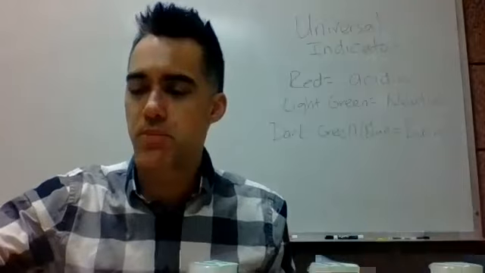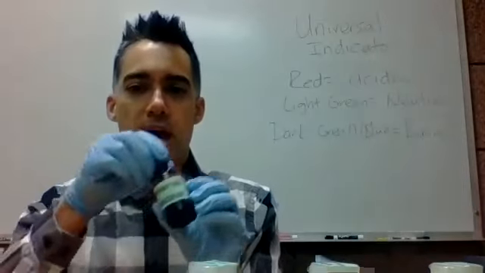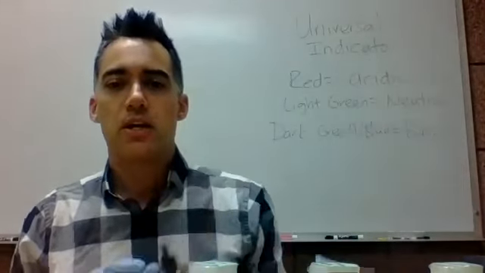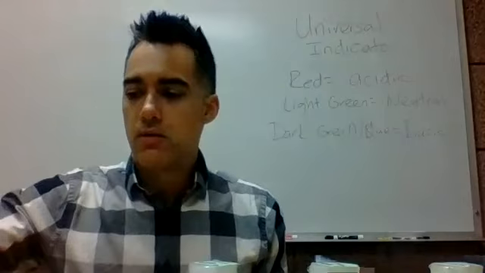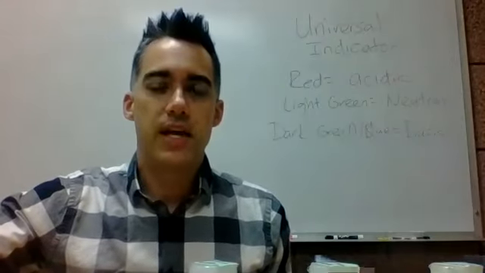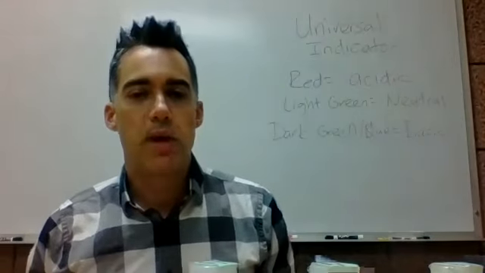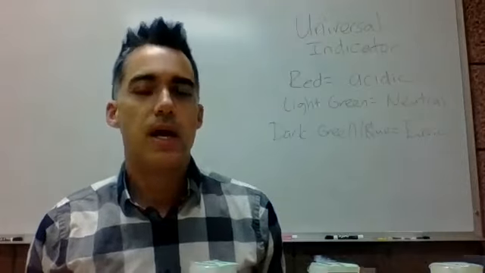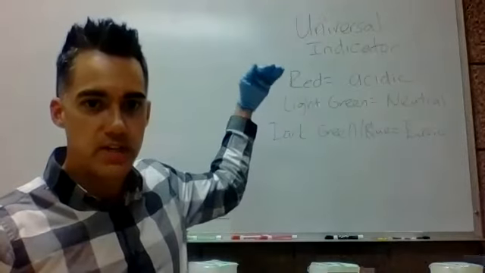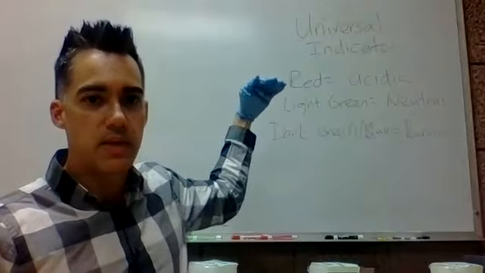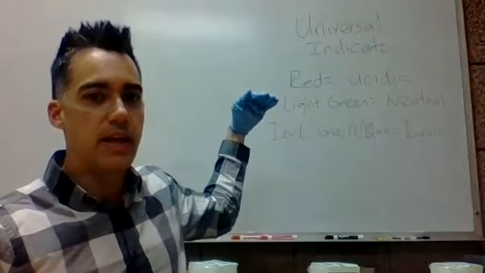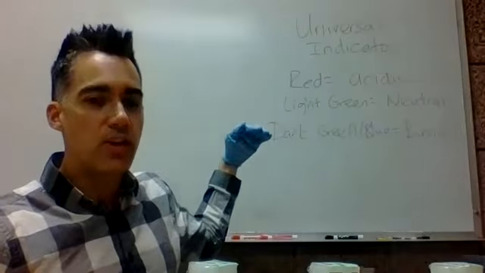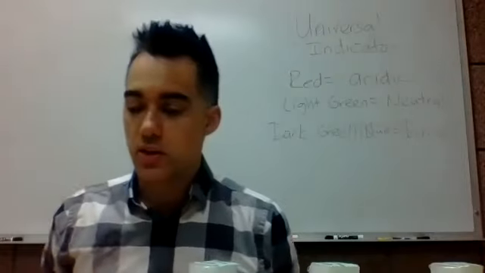To test the acid-base properties of all of these, I'm going to add a little bit of universal indicator to each of these solutions. Universal indicator is a solution that changes color depending on whether your solution is acidic, basic, or neutral. If the solution is red in color, that indicates that it's acidic. If it's light green, that indicates neutral. And if it's dark green or blue, that indicates a basic solution.